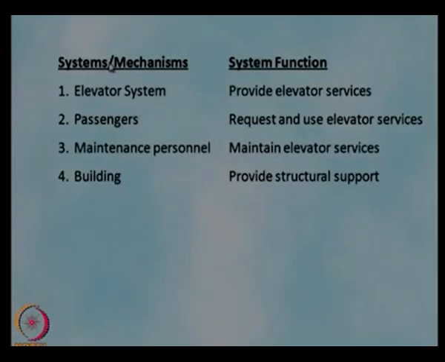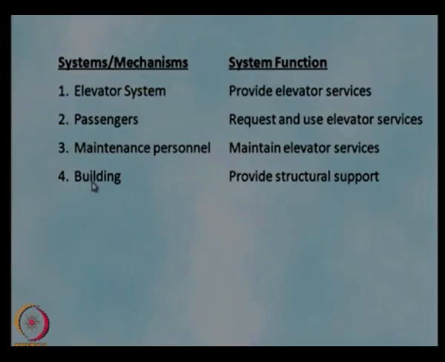For example, if you take the same elevator system, you can see the elevator system is the main system which actually provides the elevator services, and there are other systems, like external systems like passengers, who request and use elevator service. Maintenance personnel will be maintaining the elevator. Whenever there is a problem, they will be attending to the elevator when there is a breakdown or any other service requirements. So, they are the people again who will be interacting with the system.